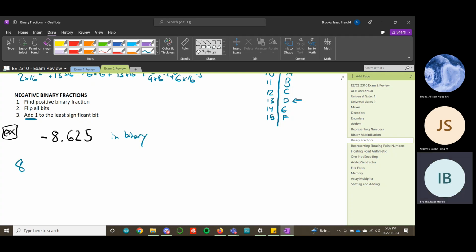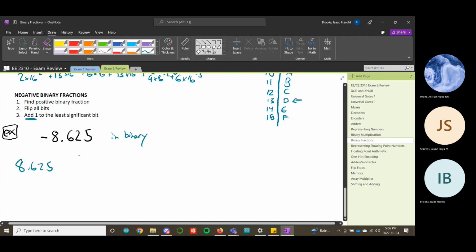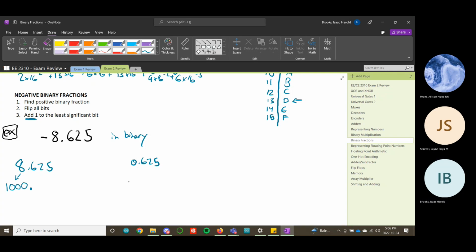So we start out by saying, what's 8.625 in binary? Step 1 is we represent 8 as 1, 0, 0, 0. Then 0.625. Let's do subtraction for this.